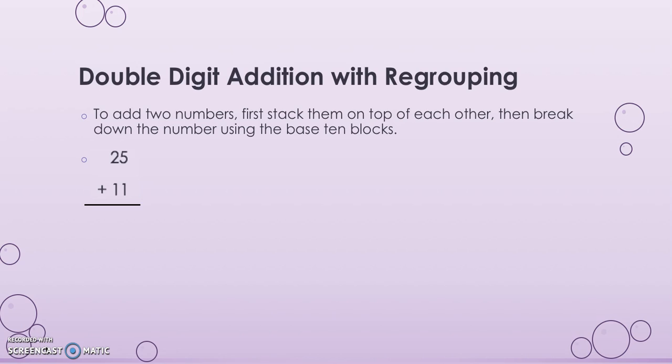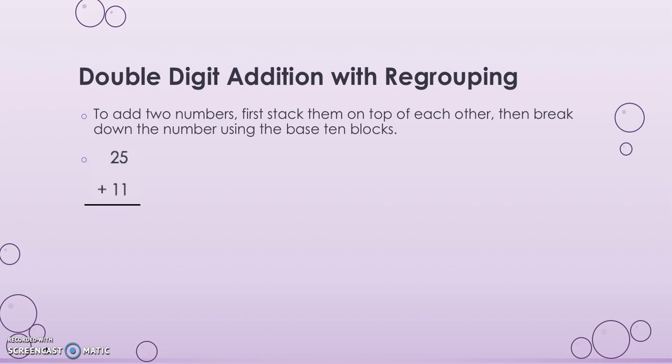Now we can finally get into the lesson of double-digit addition with regrouping. To add 2 numbers, first you want to stack them on top of each other like we just talked about and practiced. Then you want to break down the number using the base 10 blocks. First we'll start with the number 25.